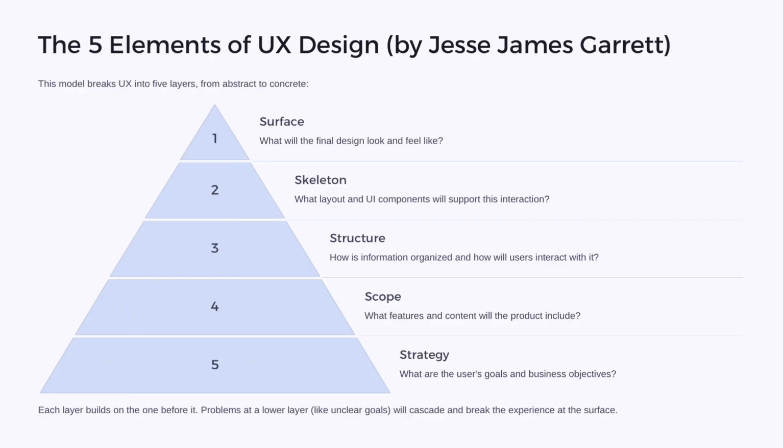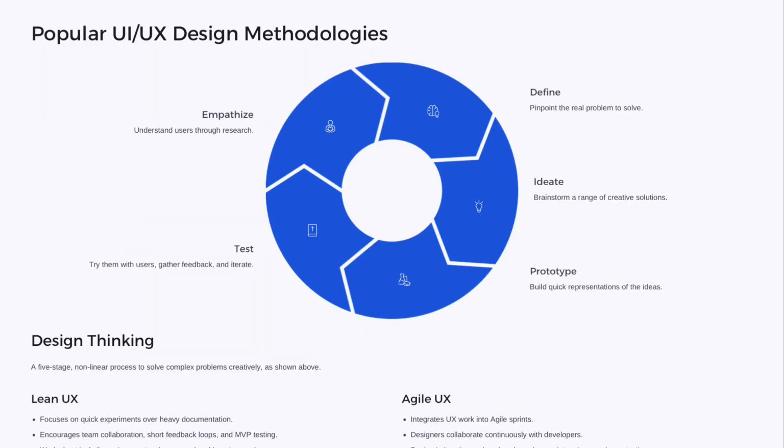Okay. So if these elements define what a great digital experience is made of, the ingredients, then methodologies are the how, the structured approaches designers use to actually build it. Exactly. They're the recipes, the processes teams follow, which raises the next important question. What are some of these popular approaches? How do teams get from that abstract strategy to that polished surface? Well, your sources lay out several, each with its own kind of rhythm. One that comes up again and again is design thinking.